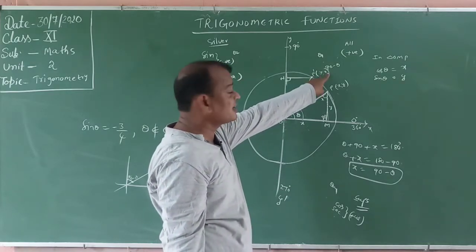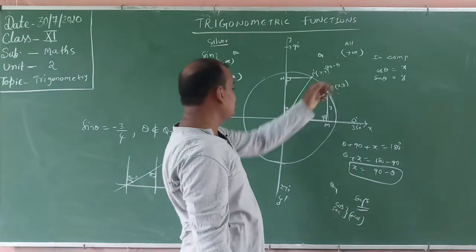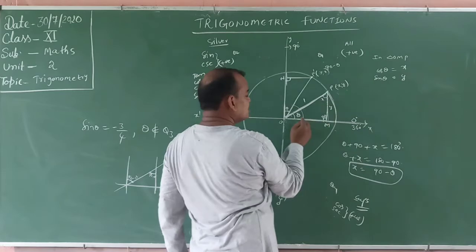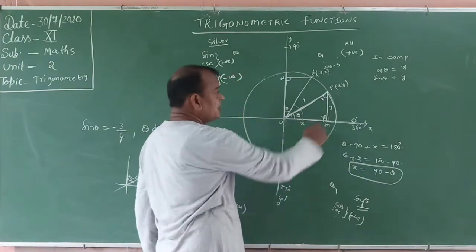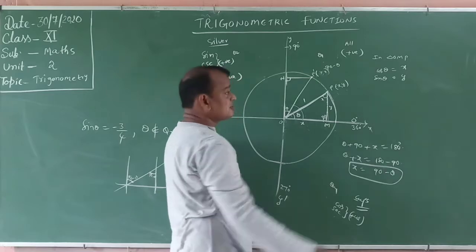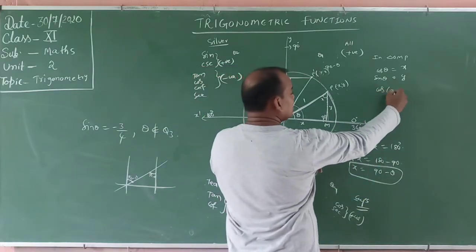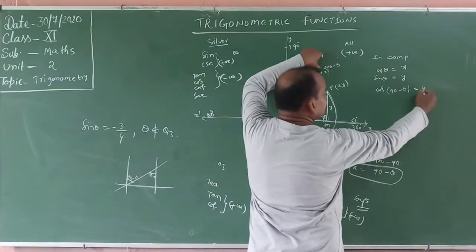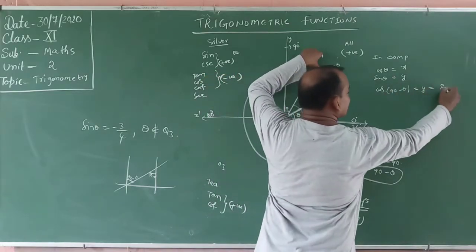This angle is cos theta, this angle is sin theta. What is the angle here? Theta is there. Cos theta equals x, sin theta equals y. Here x. What is y? Cos of 90 minus theta. First apply the cos. Now cos of 90 minus theta is equal to y. What is y? Sin theta.